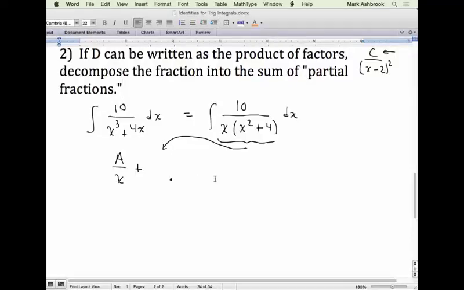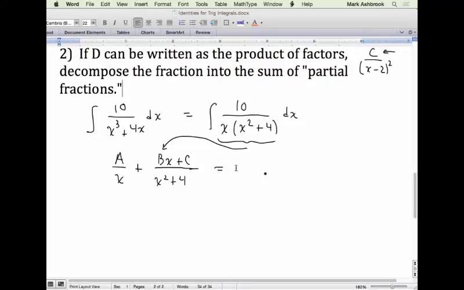So what we choose for the numerator is always 1 degree less than the factor that we have. So 1 degree less than x is constant, but now this one is truly quadratic, x squared plus 4. So we're going to need Bx plus C. So we need the most general form of a linear. So we have a quadratic denominator. We need a linear numerator, 1 degree less, so Bx plus C.